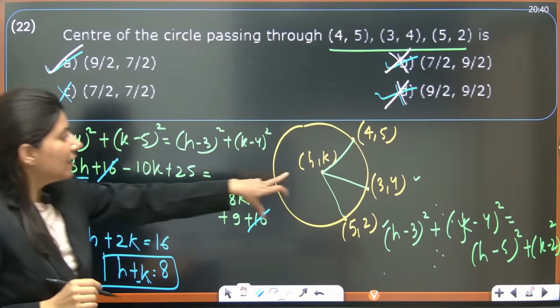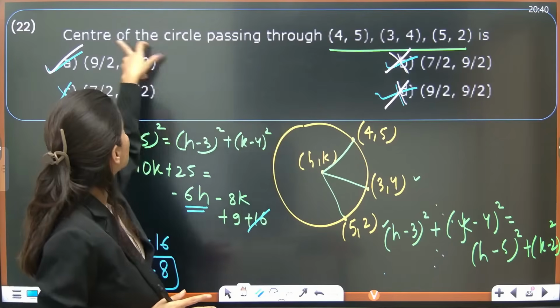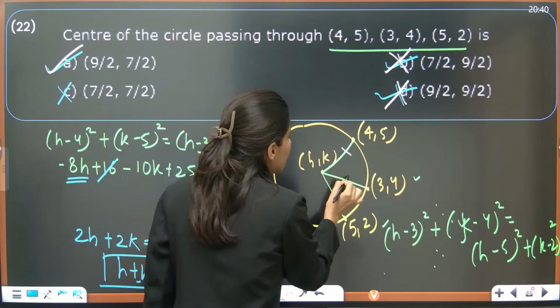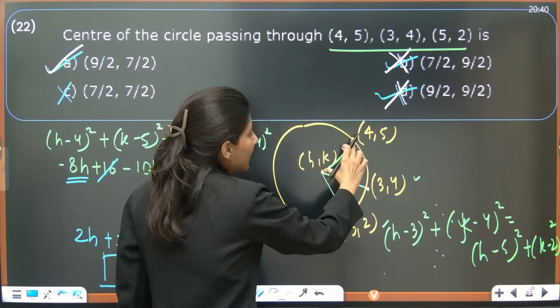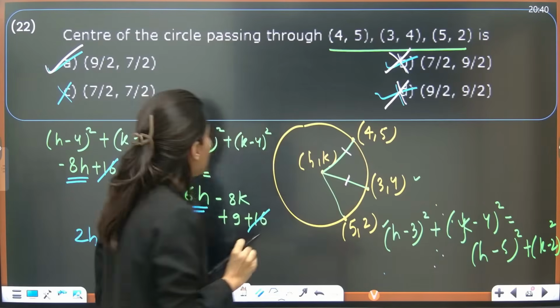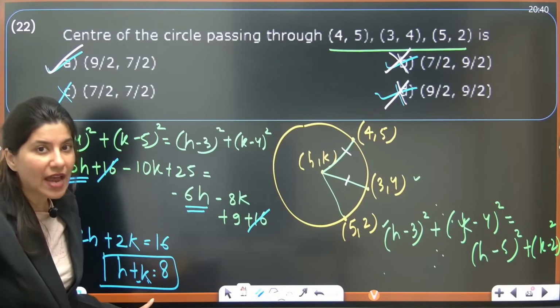So what we did: this is the center. We have assumed the center as h comma k. Now the circle is passing through these 3 points. So what we are doing is we are taking the radius. Radius is the distance between (h, k) and (4, 5). Radius is also the distance between (h, k) and (3, 4). So I have equated the radius and got one equation in h and k.